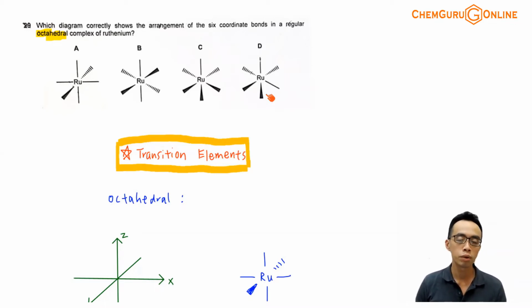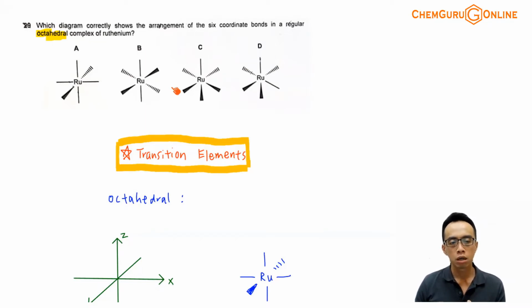Now in this video, we want to run through the suggested solution for 2020 A-Levels H2 Chemistry Paper 1, question 29. Now question 29, which diagram correctly shows the arrangement of the 6 coordinate bonds in the regular octahedral complex of ruthenium? So you're given 4 options, A, B, C, D.